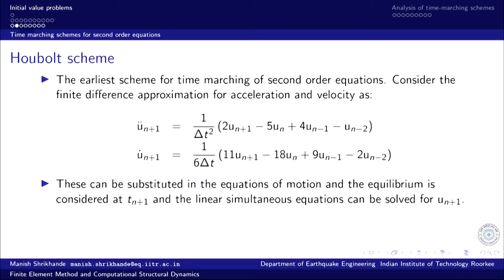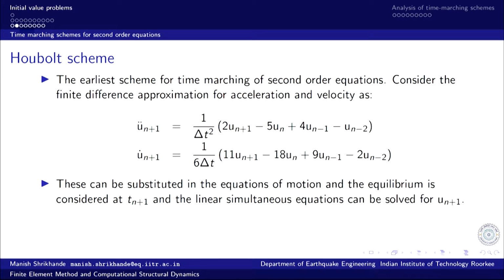So, these can be substituted in the equilibrium statement of the equations of motion, and the equilibrium is considered at time instant t of n plus 1, and the resulting linear simultaneous equations can be solved for displacement u at the n plus 1th time instant. Now, this is fine because u n we may know from the initial condition, but what to do about u n minus 1 and u n minus 2?